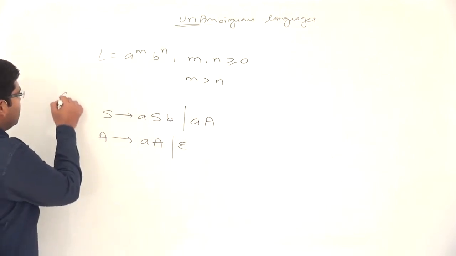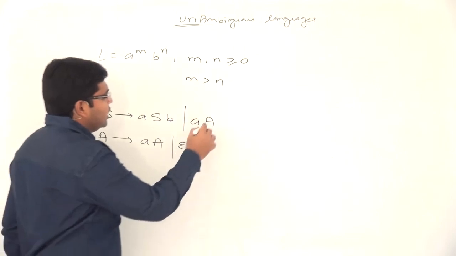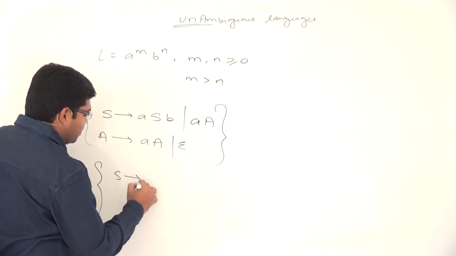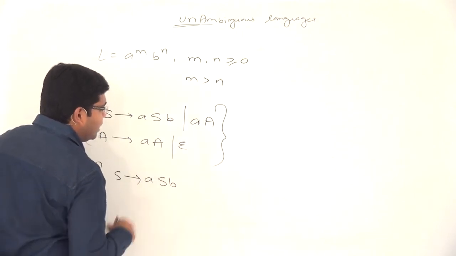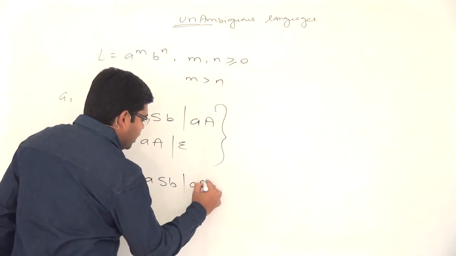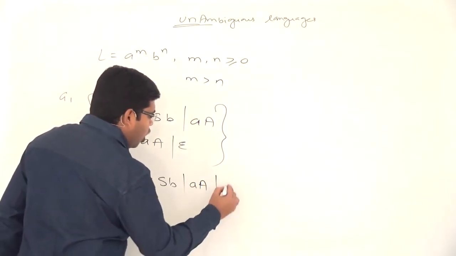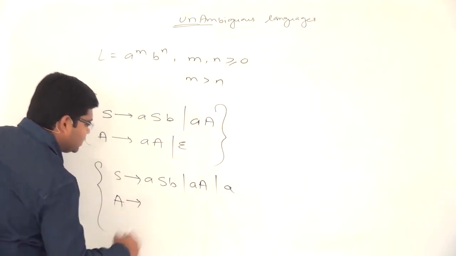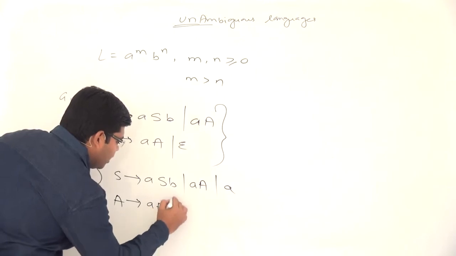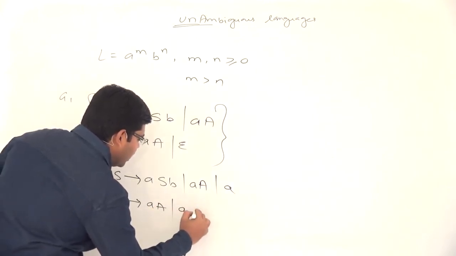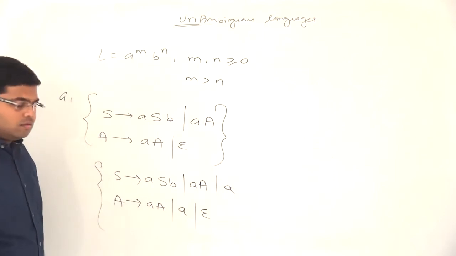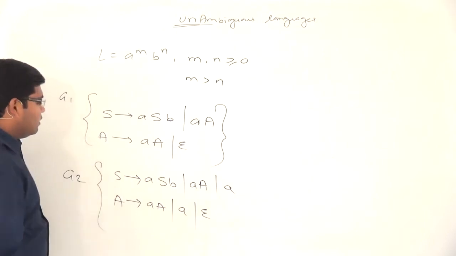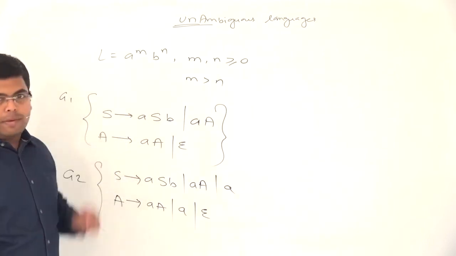This is grammar, say G1, with these two productions. And let's consider another grammar with the productions S produces a S b, or a capital A, or small a, just small a, and then A produces a capital A, or a, or epsilon. Now, if you look at these two grammars, G1 and G2, both the grammars represent the same language.